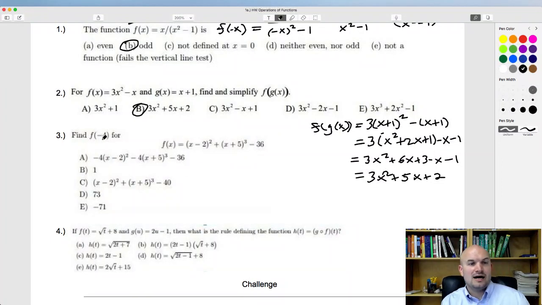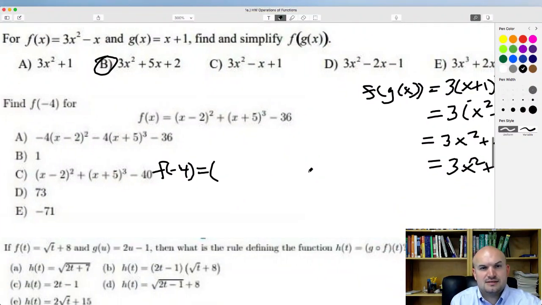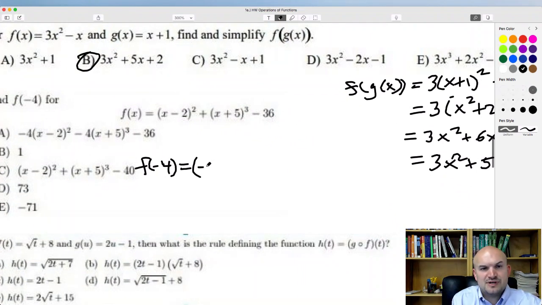Cool. This example is just evaluating for f of negative 4. So basically I'm just going to plug in negative 4 for every single time I see an x. And we have to follow a little order of operations here. So I'm going to put parentheses around this so I don't make a mistake with the operations. So negative 4 minus 2. And you can see every single time I replaced an x with a negative 4.